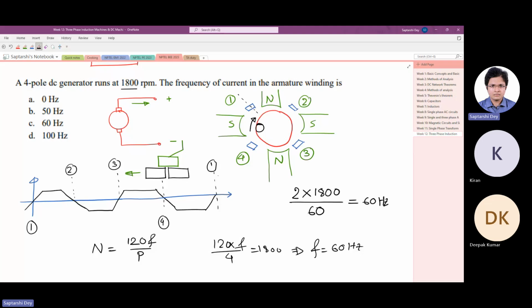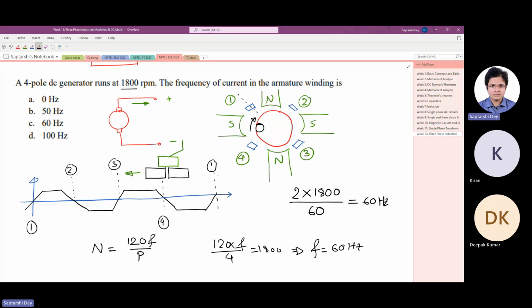This is a direct way of doing it, but I wanted to give you an idea of how the current flows inside. Okay, so although it is a DC motor, the armature current is AC, trapezoidal.